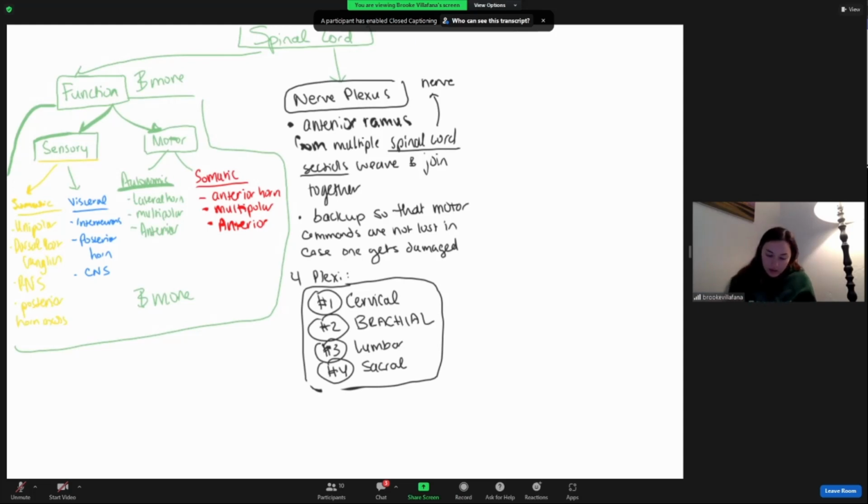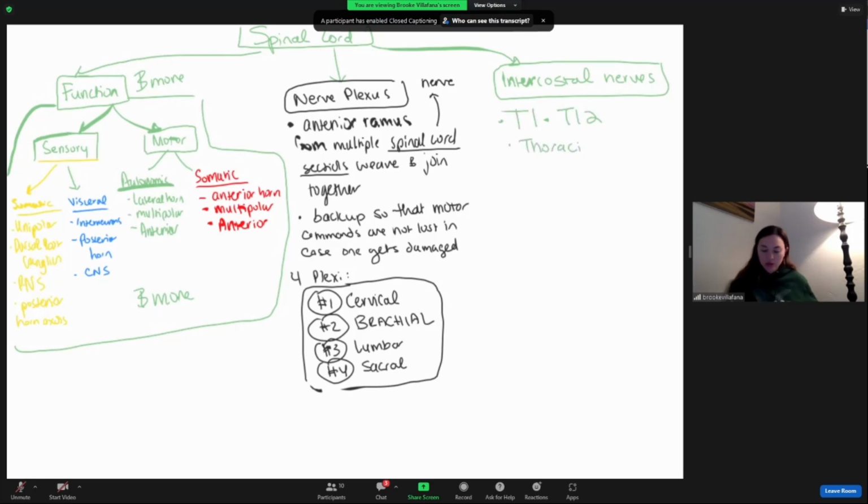Okay, so also part of the spinal cord, you have the intercostal nerves. Intercostal nerves refers to the fact that T1 through T12, the thoracic nerves, do not have a plexus, but instead run along the ribs of the rib cage. So they're running along those ribs. This keeps them protected.